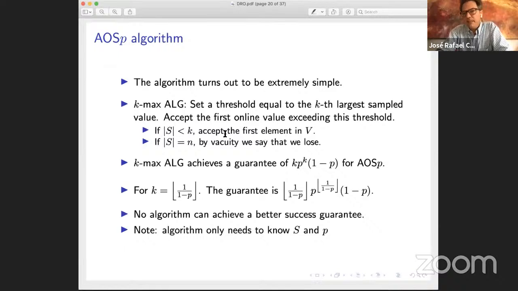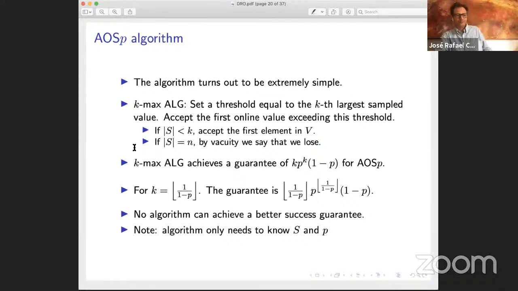Okay, if S is less than K, we just accept the first thing we see in V. And if S is N, I mean, this is a problem of our model. Like, it could happen that there is nothing in V, right? So then we say, I mean, for large N, it's not very important, but here we will say we lose for the talk, but in the paper we say we win, which is worse for us. So you can do either and you get the same.